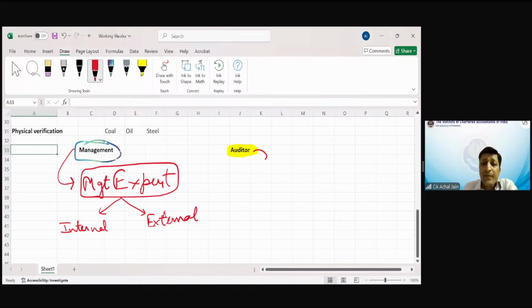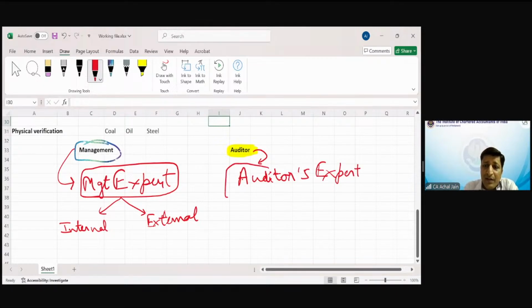Very simple. I'm sure you would have covered this earlier. In such a case, the auditor will also be required to engage an auditor's expert. Remember, two experts are possible. One is the expert of the management. Second is the expert of the auditor. Means the auditor will also engage an expert.